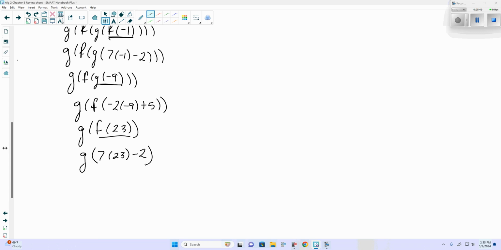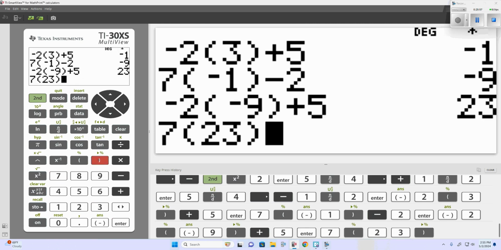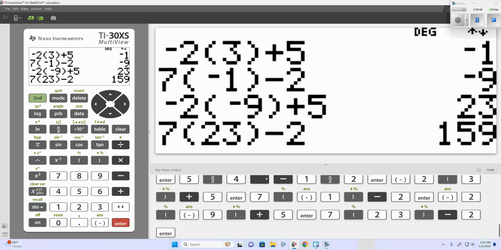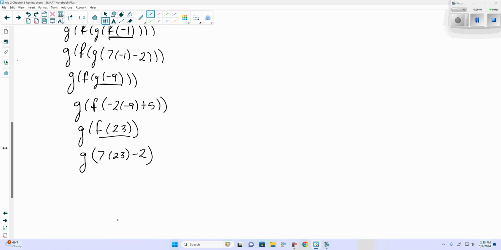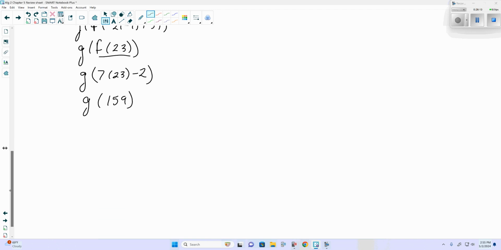Now at this point here, we just need to find out what 7 times 23 minus 2 is. We can grab a calculator. 7 times 23 minus 2 is... We could just scroll down a little further. So now we're taking g of 159, yes? Which would be negative 2 times 159 plus 5.